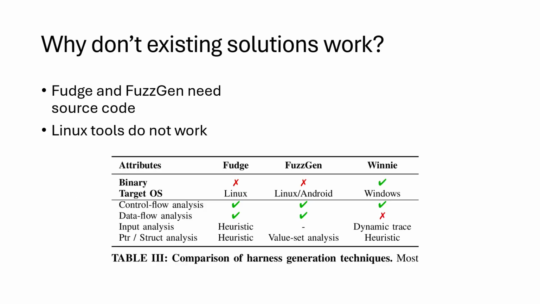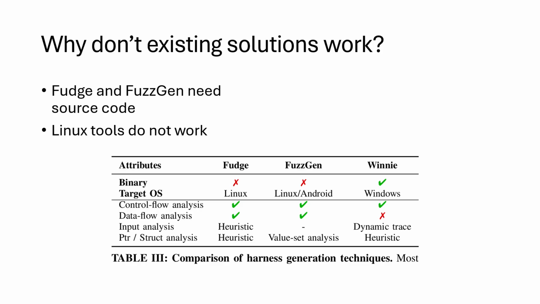So you might think, well, there's tools that can generate harnesses automatically, and that's exactly what Fudge and Fuzzgen do. But as documented in this table here, they target Linux. So they work only for open source Linux tools. And so the issue is it won't work for closed source Windows binaries, which is what WINNIE aims to address.